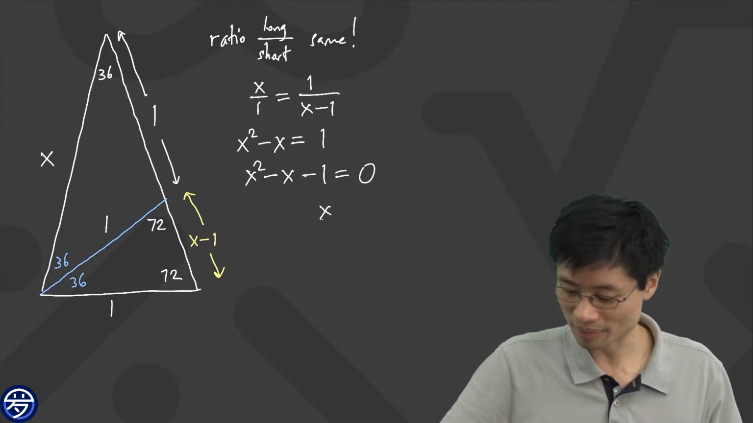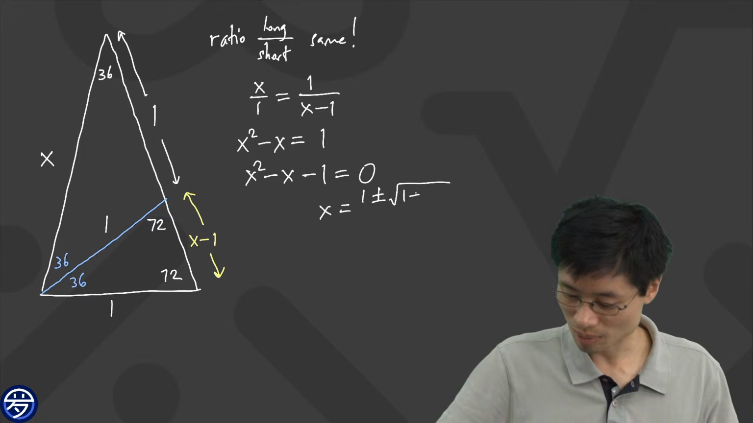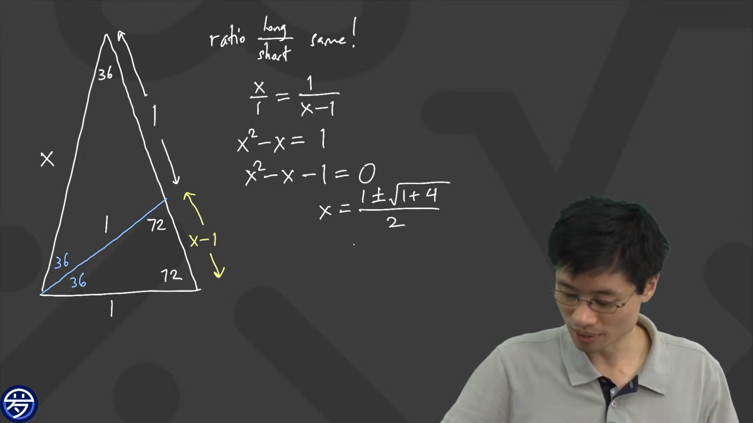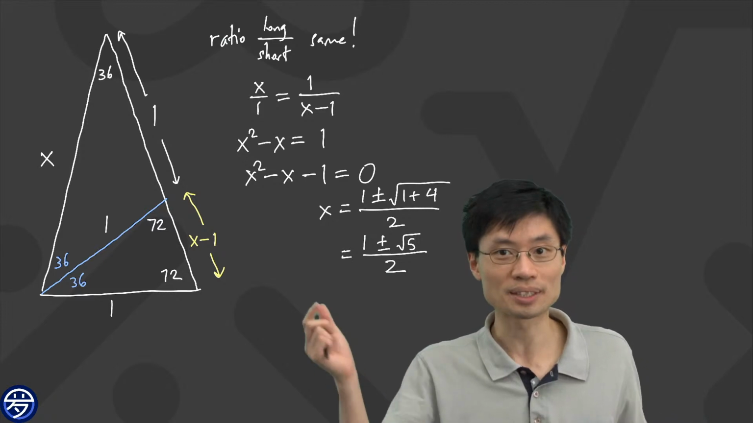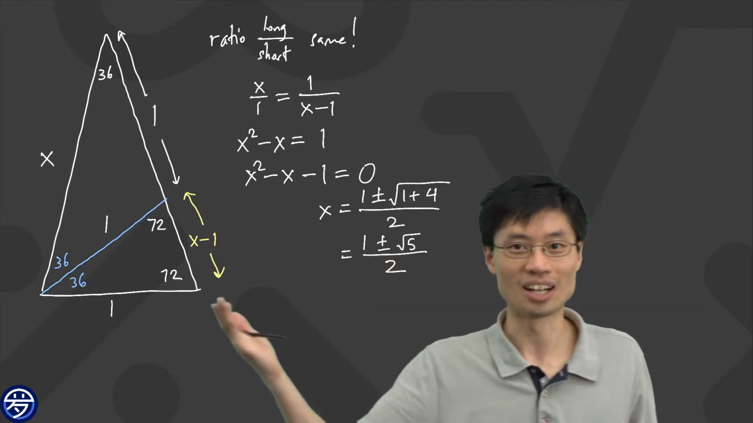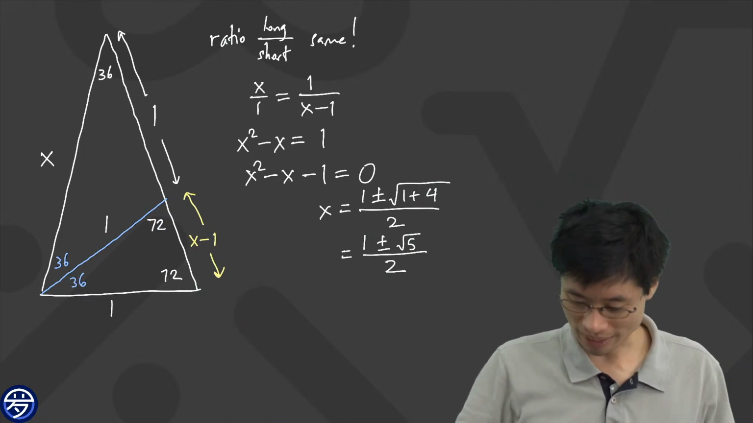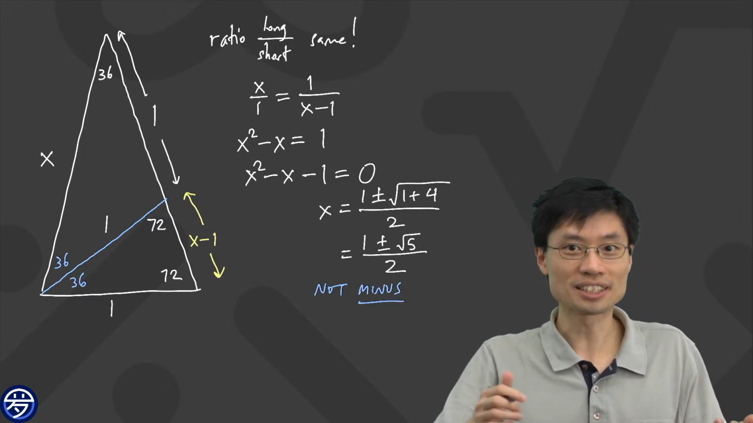Use your favorite way of solving quadratic equations, and you get this plus or minus this. Minus 4ac is 1 plus 4, all over 2, which is equal to 1 plus or minus the square root of 5 over 2. But it can't be minus because that would be a negative number, and that's not a length, okay? So you can get rid of it. And that finishes it. So I was right.